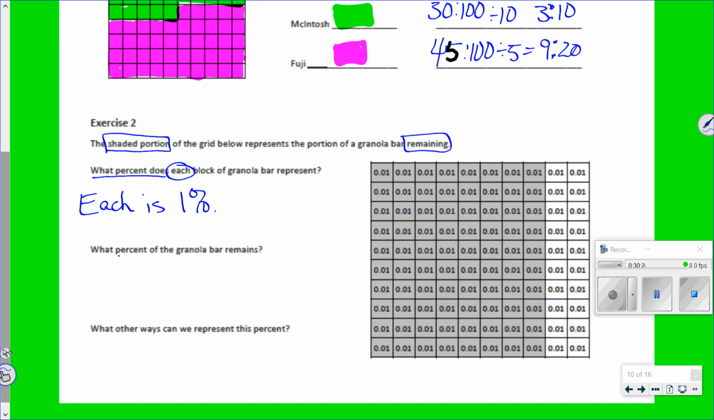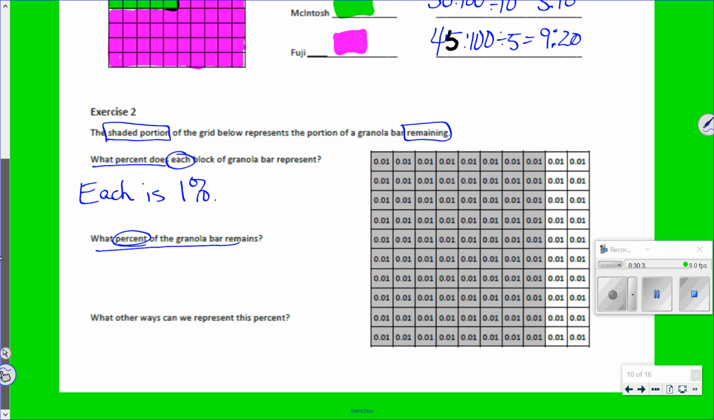What percent of the granola bar remains? 20%. Excellent. Everybody see that? It's the portion that is... We said excellent, so it's about percent. Everybody agree with that? Who said no? Oh, wait. Devin gave us the answer. Oh, crap. The shaded portion represents... Oh, you mean it's important to read what it says?